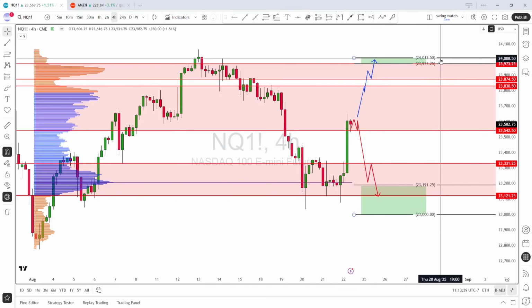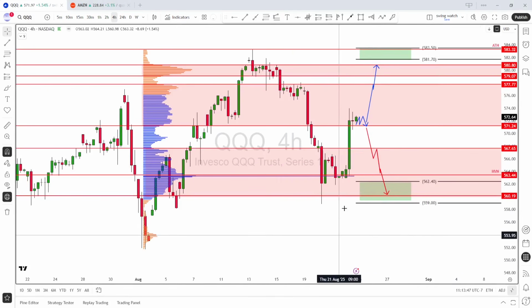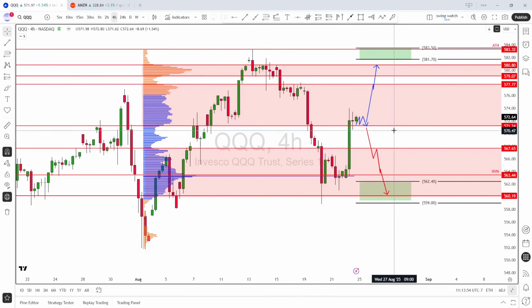And finally, for the QQQ, likewise, this is sitting at the lower edge of this distribution. So we're going to be watching to see whether it is able to hold this edge. If it is unable to hold this edge and drops down, then we look for a move down into this lower distribution at 567.65, and then a move toward the lower range of the expected move, which the market is pricing in to be between 562.40 and 559.